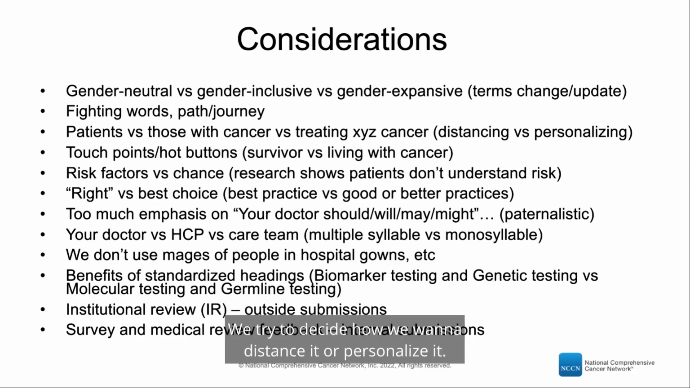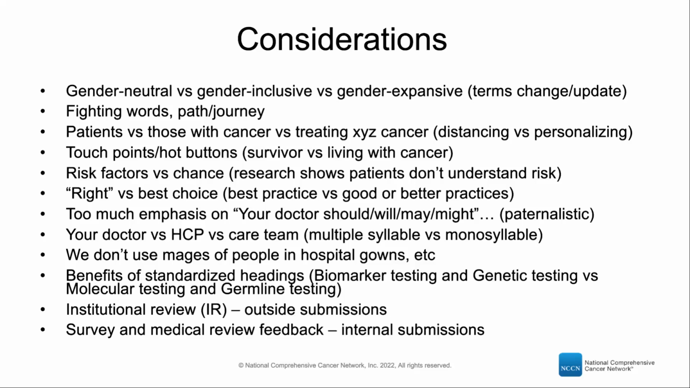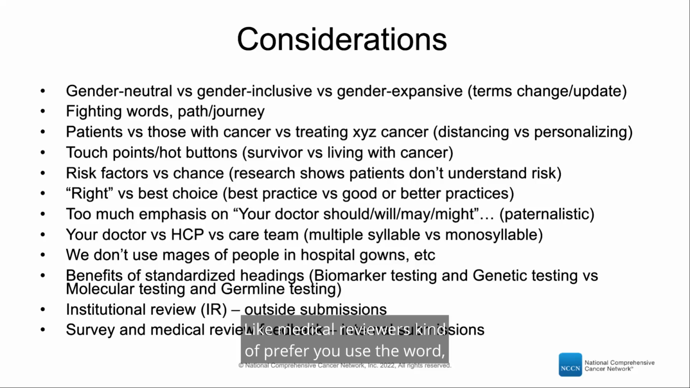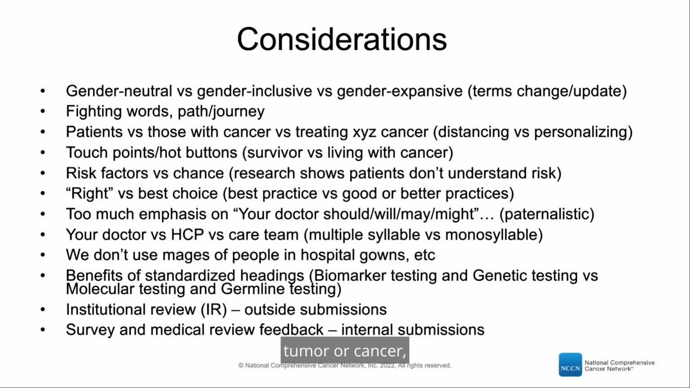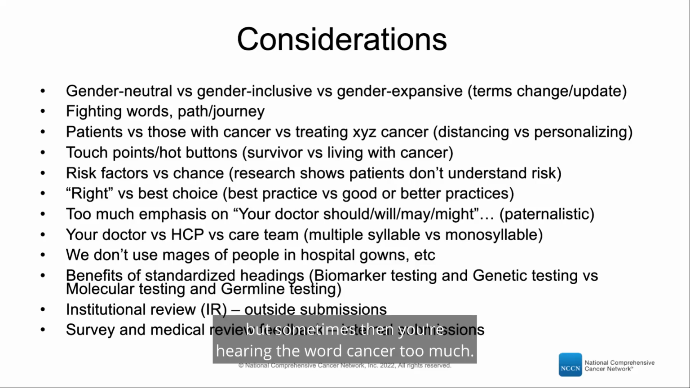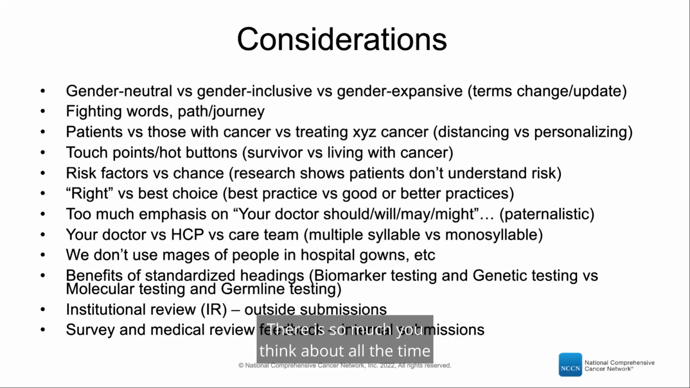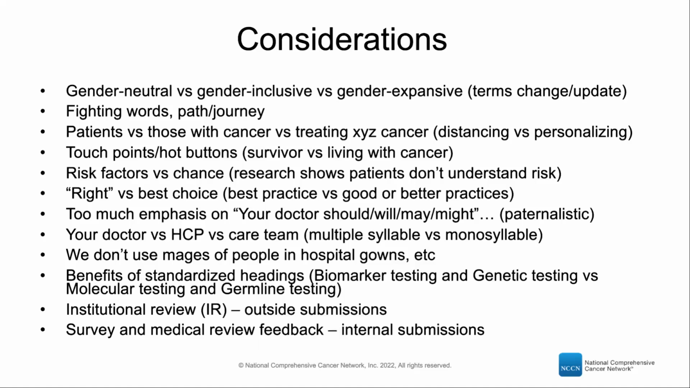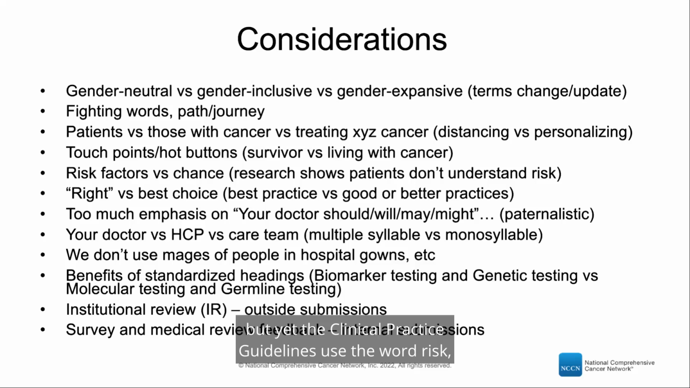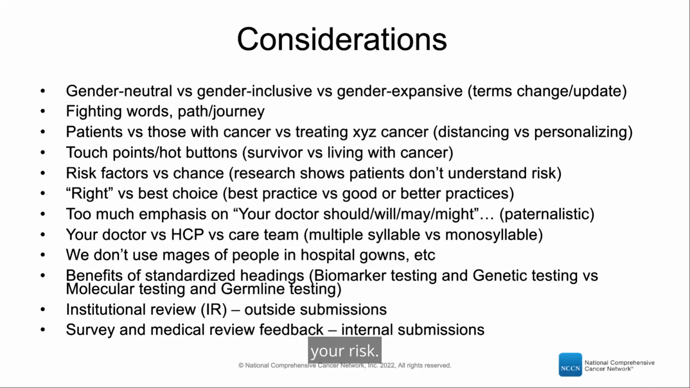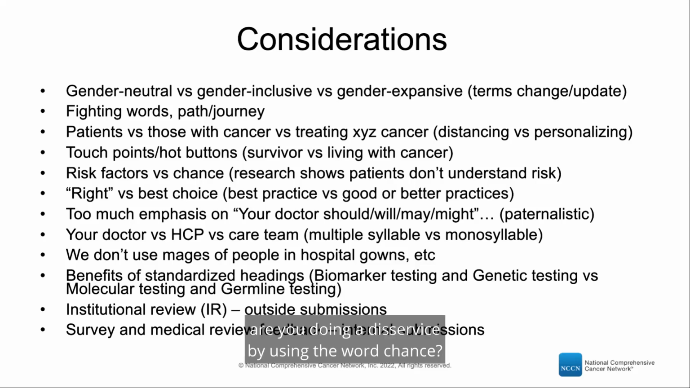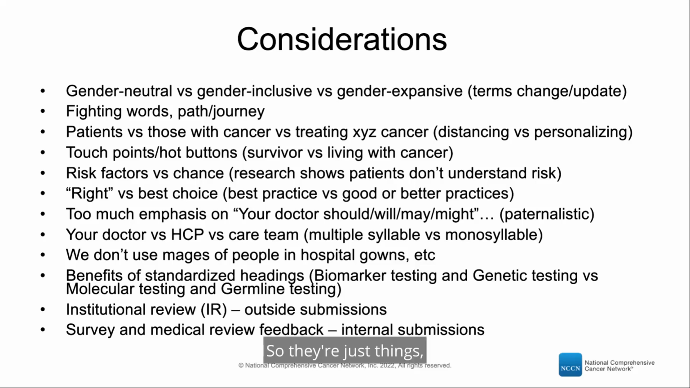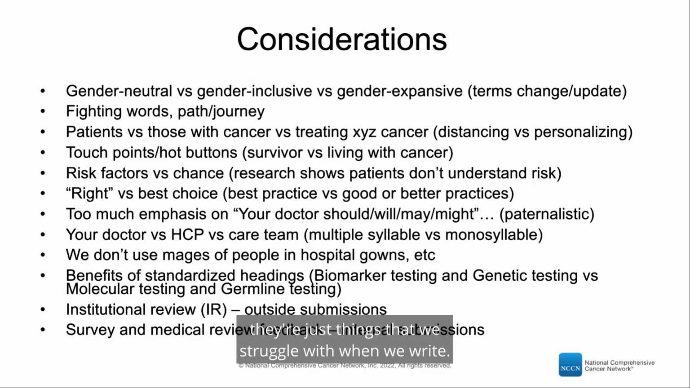We try to decide how we want to distance it or personalize it. Medical reviewers prefer you use the word tumor or cancer, but sometimes then you're hearing the word cancer too much. So there is so much you think about all the time when you're writing. Just like risk factors. Research shows that risk factors are very confusing, but yet the clinical practice guidelines use the word risk, your risk. And are you doing a disservice by using the word chance? So they're just things that we struggle with when we write.